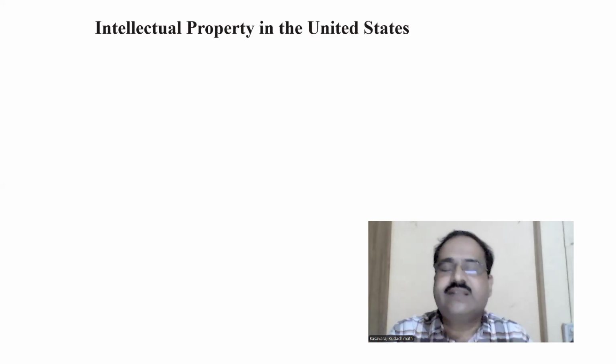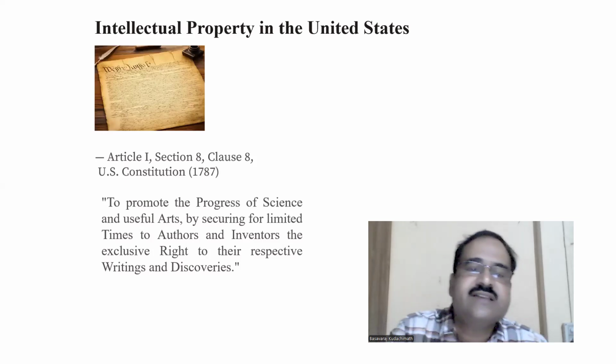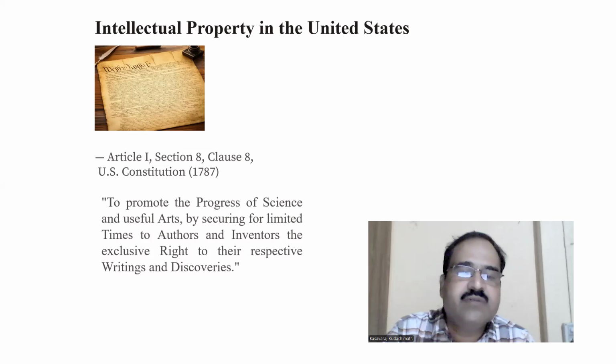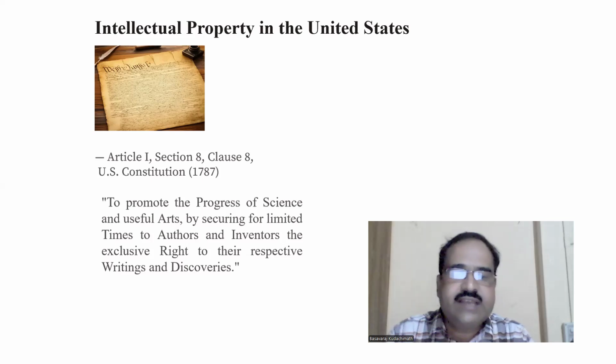You can identify that even in the United States of America a lot of developments have been made in the field of intellectual property rights. The first intellectual property provision in America started in the year 1787 with an article on intellectual property rights. That is Article 1, Section 8, Clause 8 of the US Constitution, and an extract of it is shown here. The oldest constitution says: to promote the progress of science and useful arts by securing for limited times to authors and inventors the exclusive right to their respective writings and discoveries.